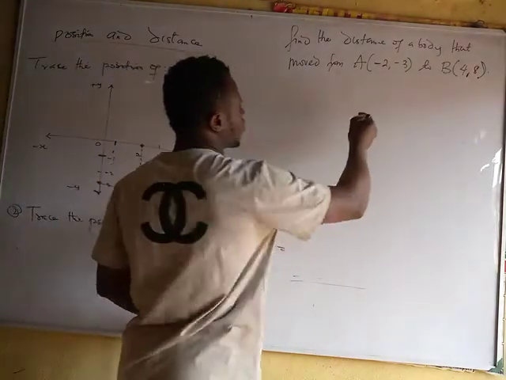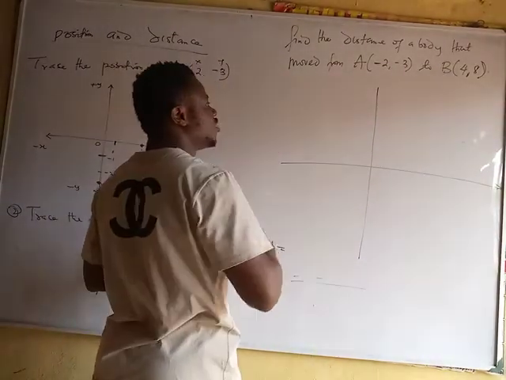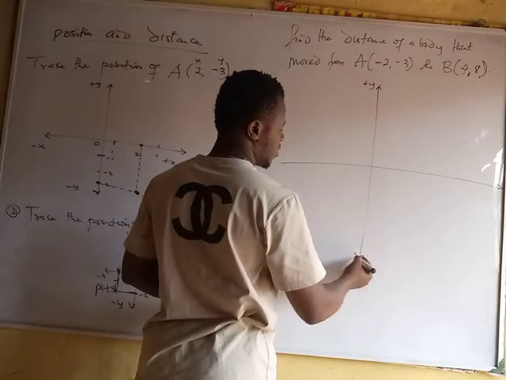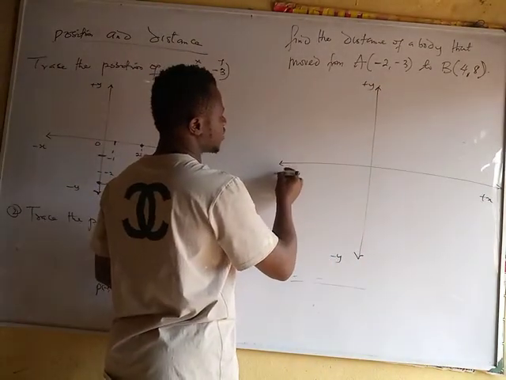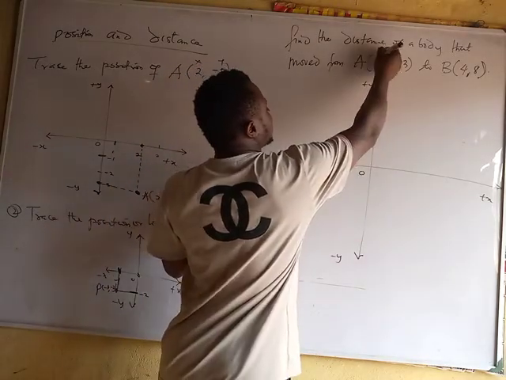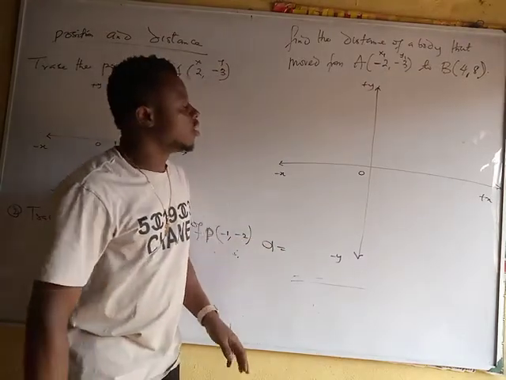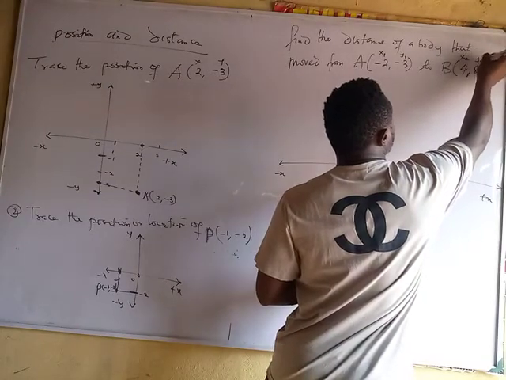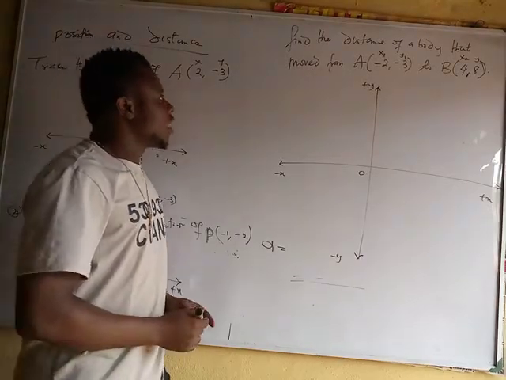First of all, let us trace it. In the tracing, we have positive Y here, negative Y here, positive S, and here is negative S. This is our origin. What do we have here? This is S1, Y1, the initial position of the body. And this is S2, Y2, because the body has changed its position, moving from A to B.